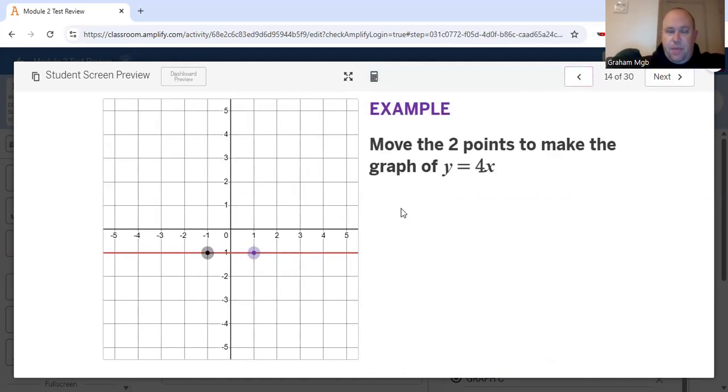Oops, I think I skipped 2 together. Y equals 4x. Now, there's no number on the end here, which actually means that the y-intercept is going to be 0. And then the slope for this one is 4. That's the number in front of the x.